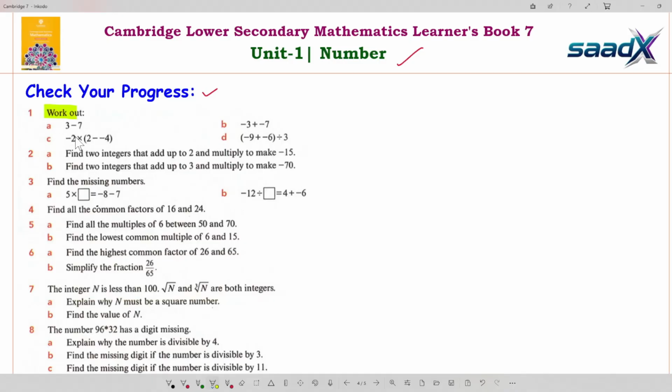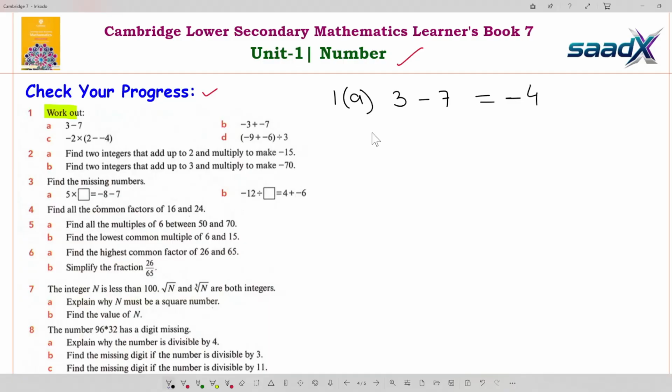First one, A, we can write here 1A: 3 minus 7. It's a very simple thing. 7 minus 3 is 4. 7 is bigger than 3, so it should be minus.